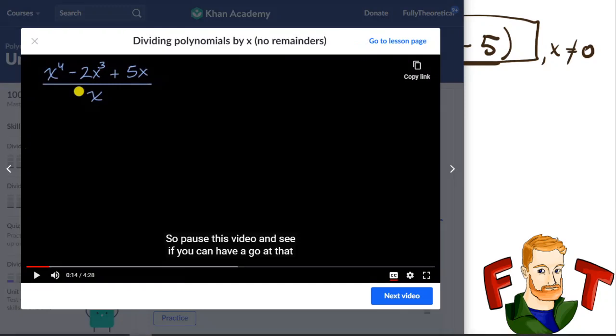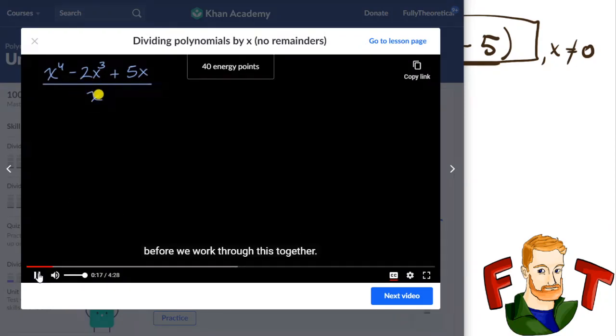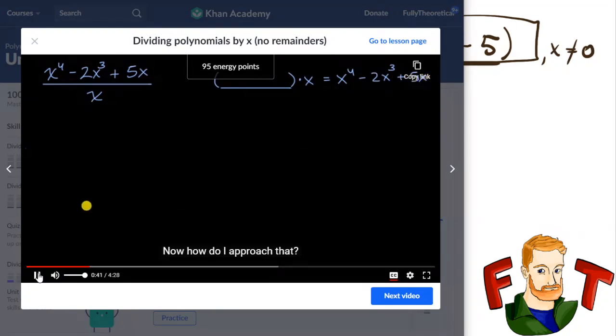Here we go. Pause this video and see if you can have a go at that before we work through this together. All right. So if we're saying what is this top expression divided by this bottom expression, another way to think about it is, what do I have to multiply? So I'm going to multiply something, I'll put that in parentheses. If I multiply that something times x, I should get x to the fourth minus 2x to the third plus 5x.